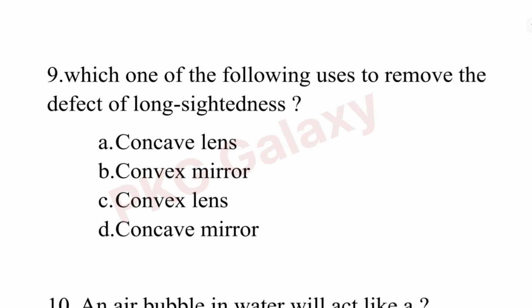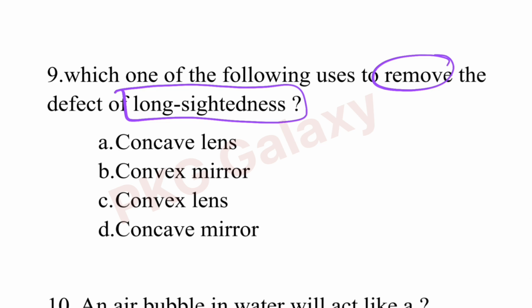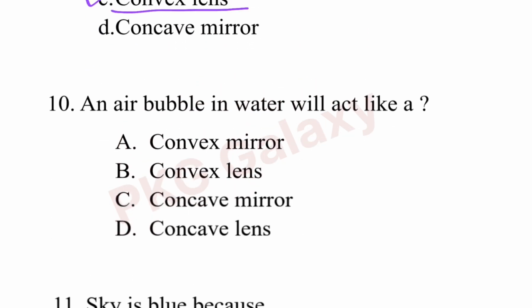Which of the following is used to remove the defect of long sightedness? Option A concave lens, option B convex mirror, option C convex lens, and option D concave mirror. The correct answer is option C, it is convex lens. Next question.